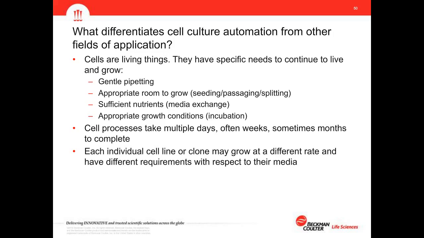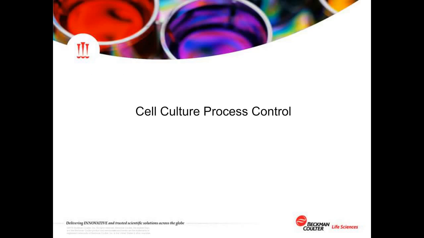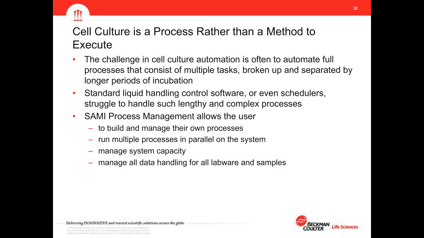They require very gentle pipetting. They do need appropriate room to grow. They need sufficient nutrients. They need appropriate growth conditions. And the cell processes are different in a way that they usually take multiple days, often weeks, and sometimes even months to complete. You have longer periods of incubation, interrupting actual liquid handling tasks. And each individual cell line or clone may grow at a different rate and have different requirements with respect to the media. So let's talk about cell culture process control.